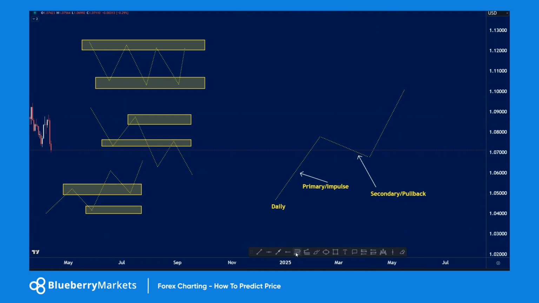Now if I just use the brush tool here, within that phase you'll have certain things. So the 4-hour to hourly time frame on that phase will form higher highs and higher lows. We then come to the secondary or pullback phase in an upward trend, in this example, and the market will start to make lower lows and lower highs. We then transition back into the primary phase where the market will make higher highs and higher lows.